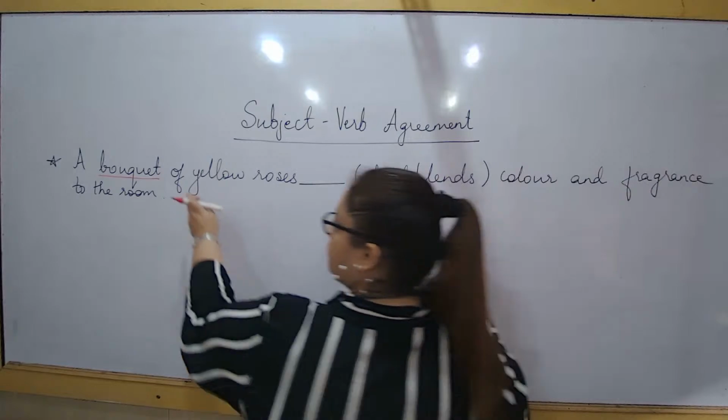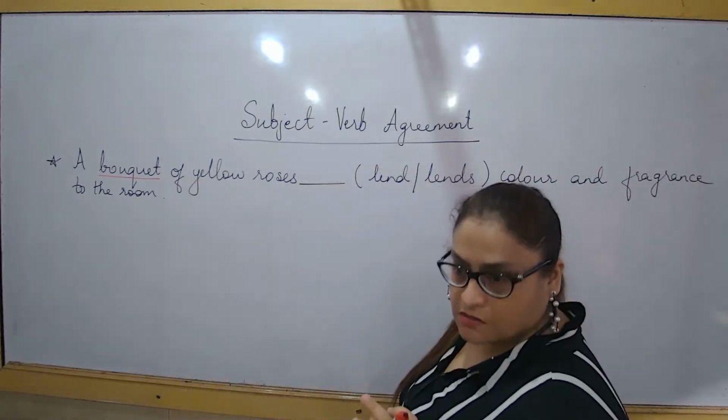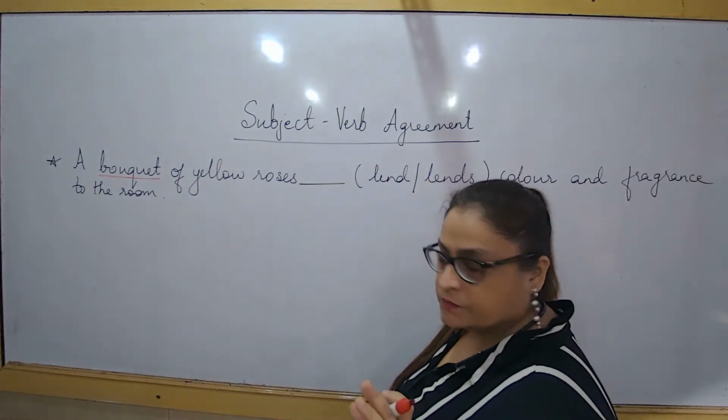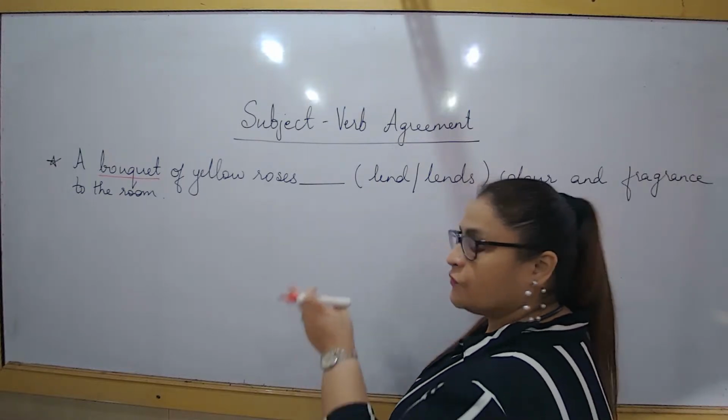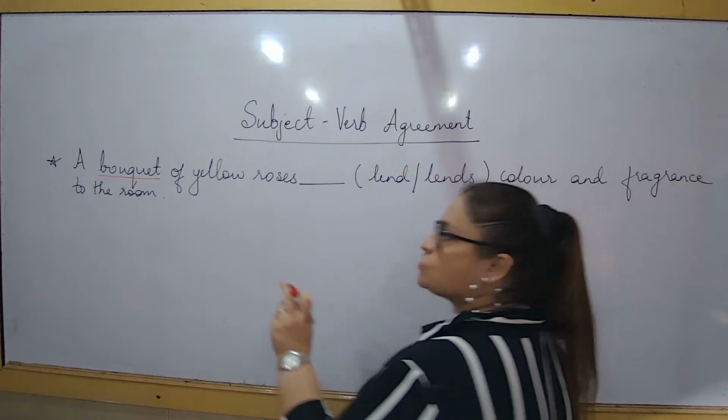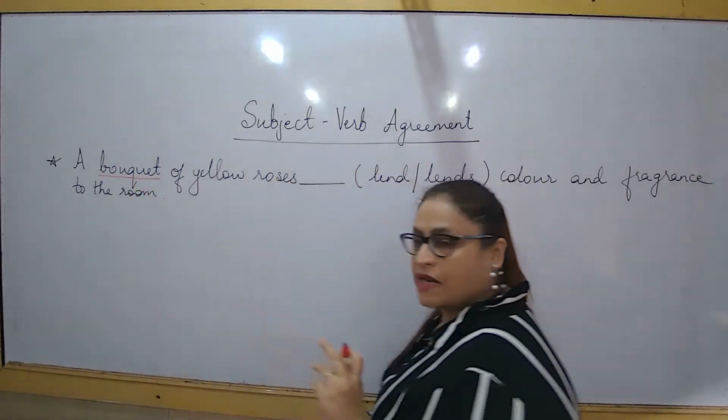Which is a phrase beginning with of? Of yellow roses. A phrase is a group of words. Yellow is an adjective also; I asked for the phrase. So which is the phrase? Of yellow roses. So the main subject will come before that phrase.